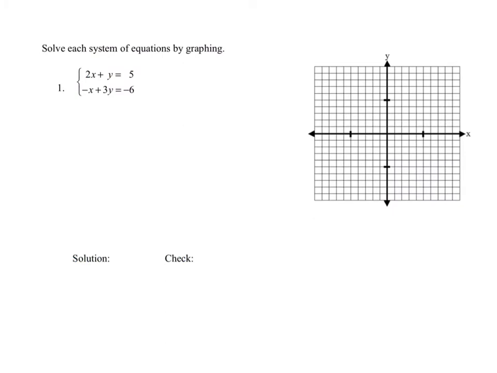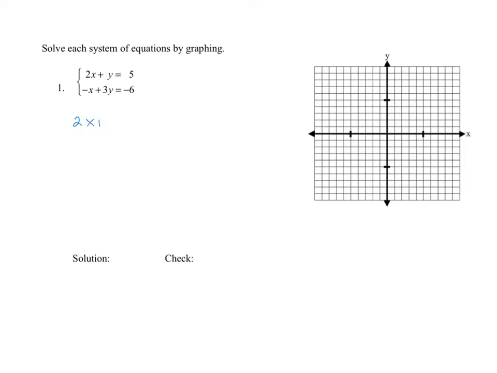Here's an example of solving a system of equations by graphing. We have two lines, 2x plus y equals 5 and negative x plus 3y equals negative 6. Neither of them is in slope-intercept form, so I think it might be easier if we put them both in slope-intercept form because that's a nice form for graphing.